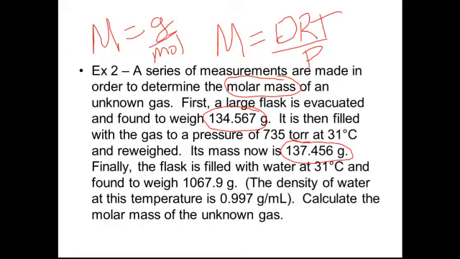137.456 minus 134.567 equals, so I know my mass is going to equal 2.889 grams. And then it says the flask is filled with water at 31 degrees Celsius and found to weigh 1,067.9 grams. The density of water at this temperature is 0.997. Calculate the molar mass of this unknown gas.